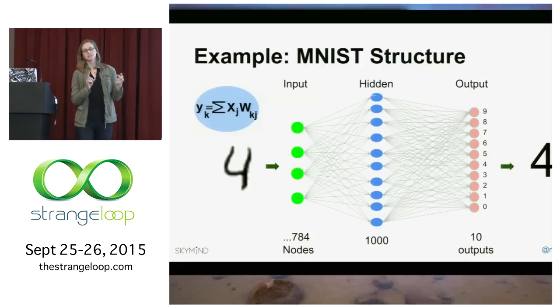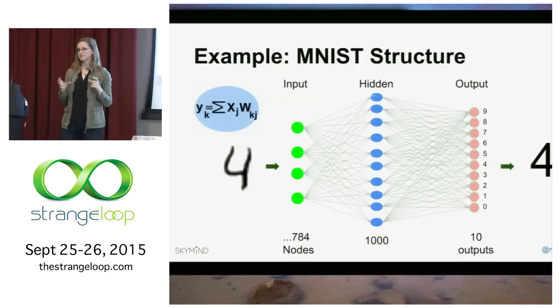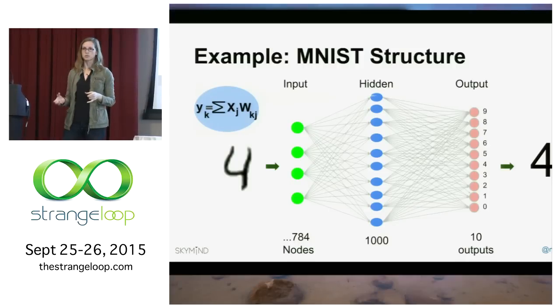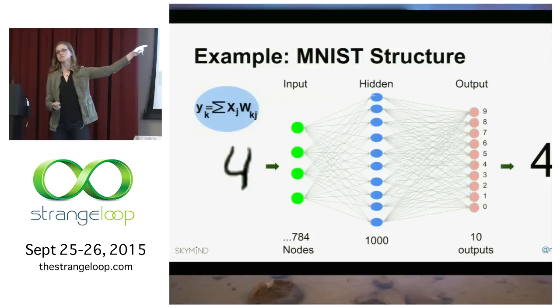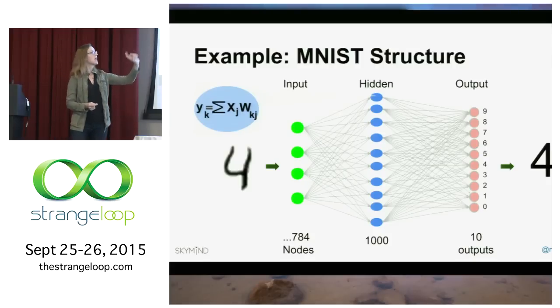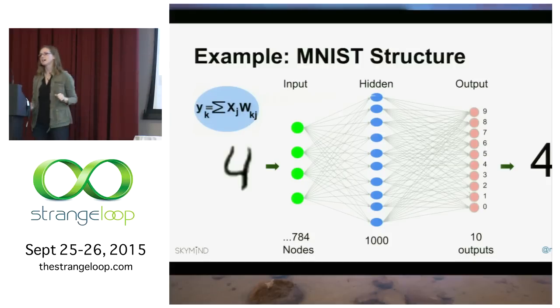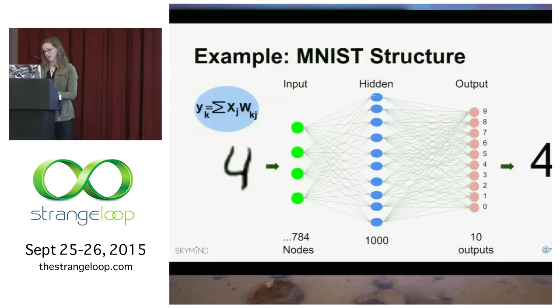For my input, I've got a 28 by 28 sized picture. That means 28 pixels by 28 pixels, which means it's 784. I have 1,000 hidden nodes that are going to do the computations for me. And I have 10 output nodes that will classify between 0 and 9.